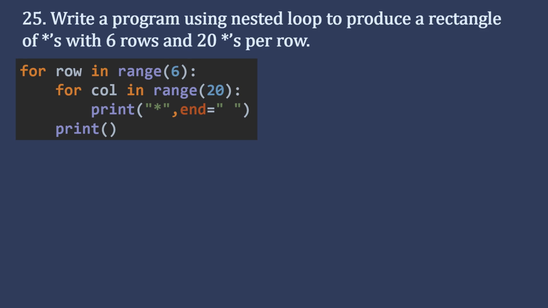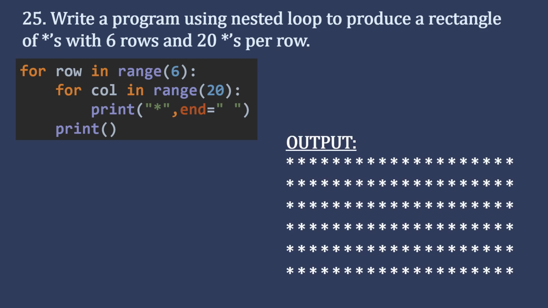So for row in range 6, row is a variable which will iterate through 0 to 5, and for column in range 20 that will iterate through 0 to 19. Then you have to print star. In the inner for loop you have to print star and it will end with a space. Then after the end of the inner for loop, you have to just write a print statement so that the execution of the outer for loop will begin in the next line. That means the next stars will be printed in the next row.